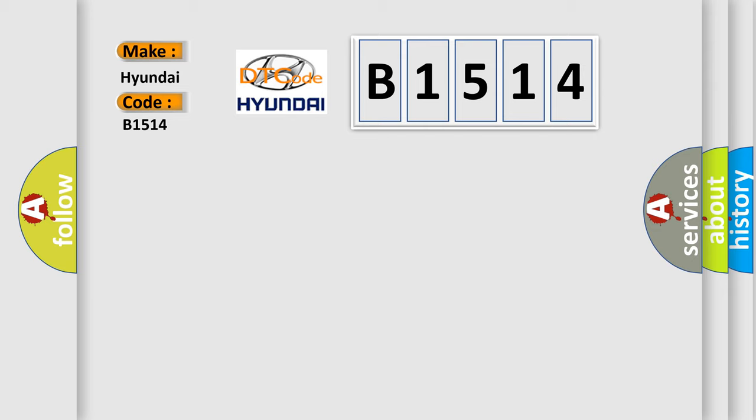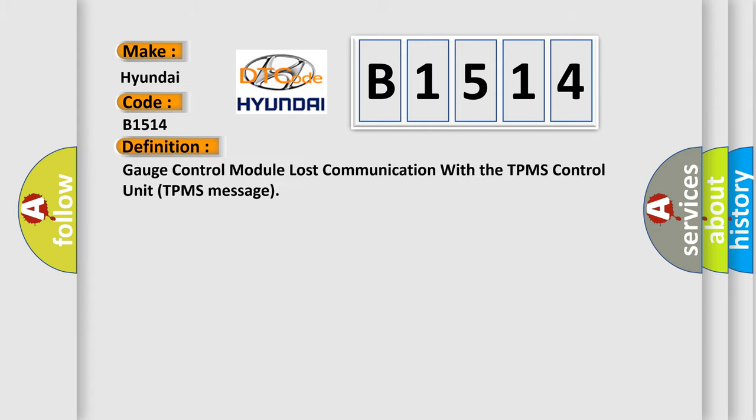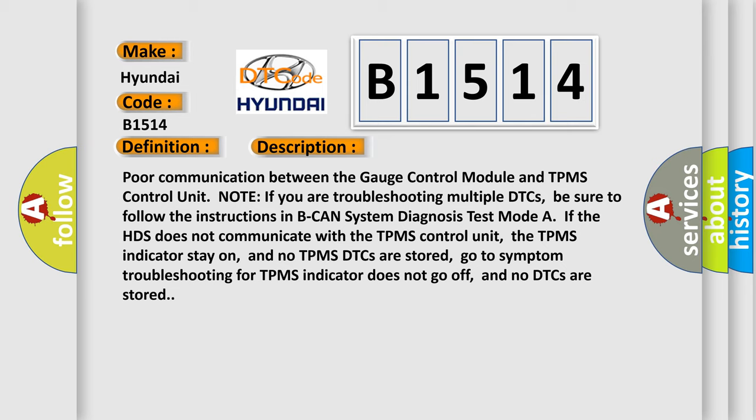B1514 interpret specifically for Hyundai car manufacturers? The basic definition is: gauge control module lost communication with the TPMS control unit, TPMS message. And now this is a short description of this DTC code: poor communication between the gauge control module and TPMS control unit.